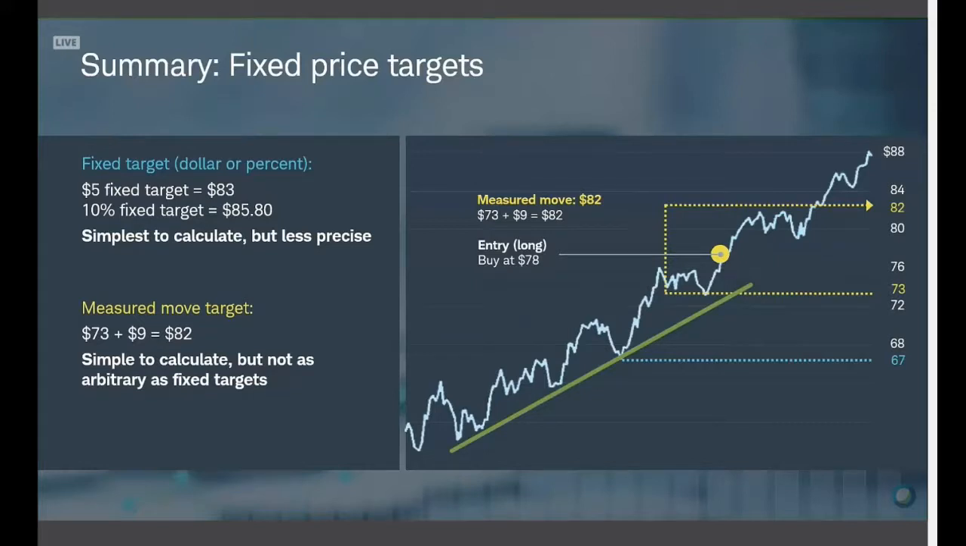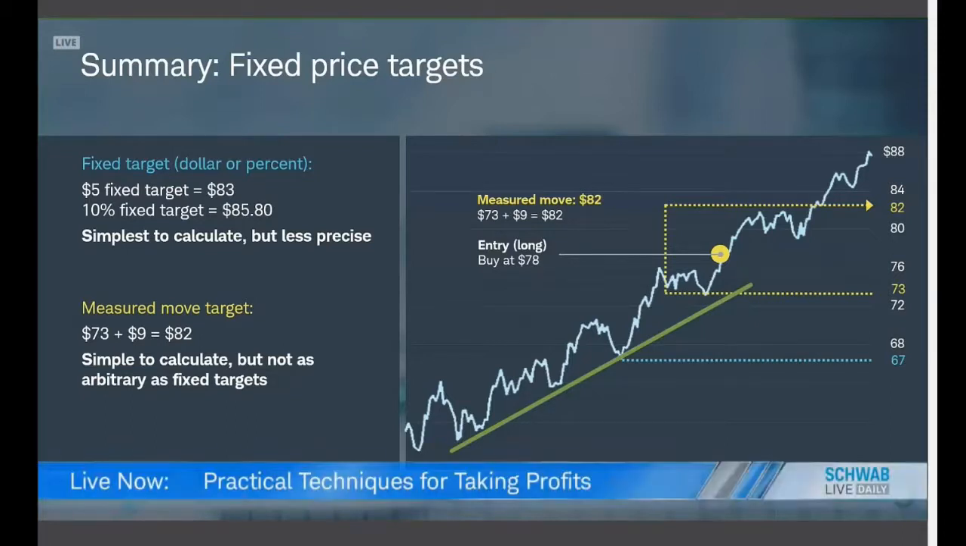Here's the thing, you want to stick with it. Whichever one you decide, stick with it because you're going to have to check your work. How does my performance do? And if you go from measured move, fixed price target, back to measured move every other trade, well, now you're not consistent. Your variables are changing. You want to keep your variables consistent. That way you can see which one of them is working and which one of them needs to be changed.